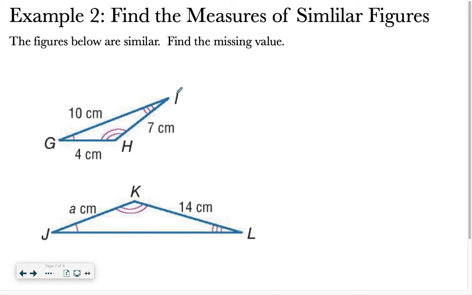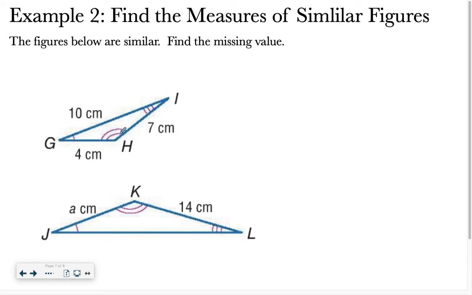Okay, let's look at this next one. The figures below are similar. Find the missing value. So I have the long side is 10, the shortest side is 4, and then the middle side is 7. So I have the kind of longer side. And if you're unsure of which side you're looking at, let's compare.